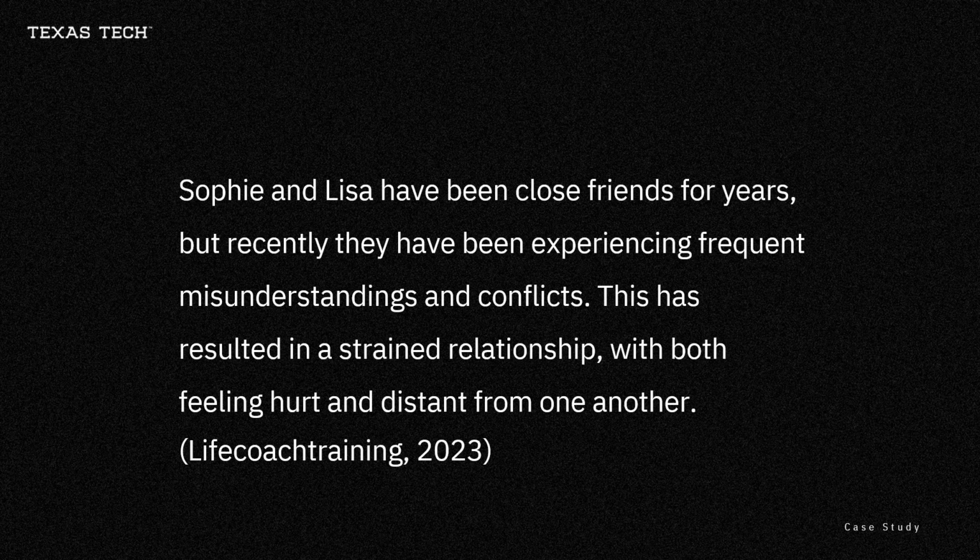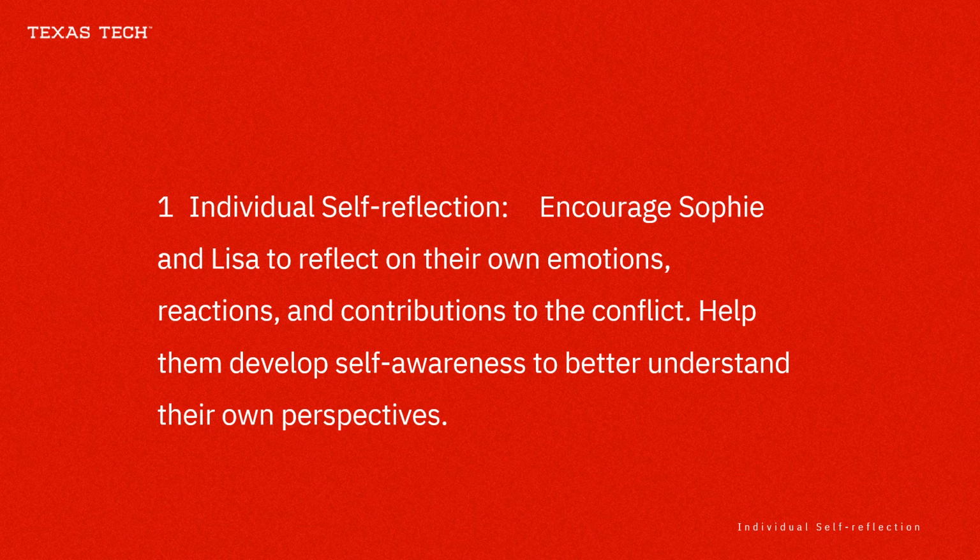Let's now review a few examples of some conflicts, and let's go over some potential conflict resolution processes. For example, Sophie and Lisa have been close friends for years, but recently they've been experiencing frequent misunderstandings and conflicts. This has resulted in a strained relationship, with both of them feeling hurt and distant from one another. So step 1, let's first suggest some individual self-reflection.